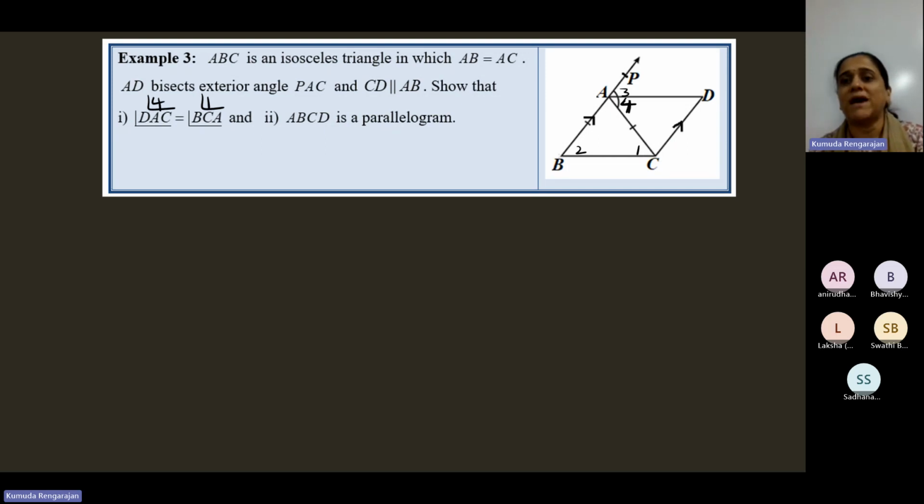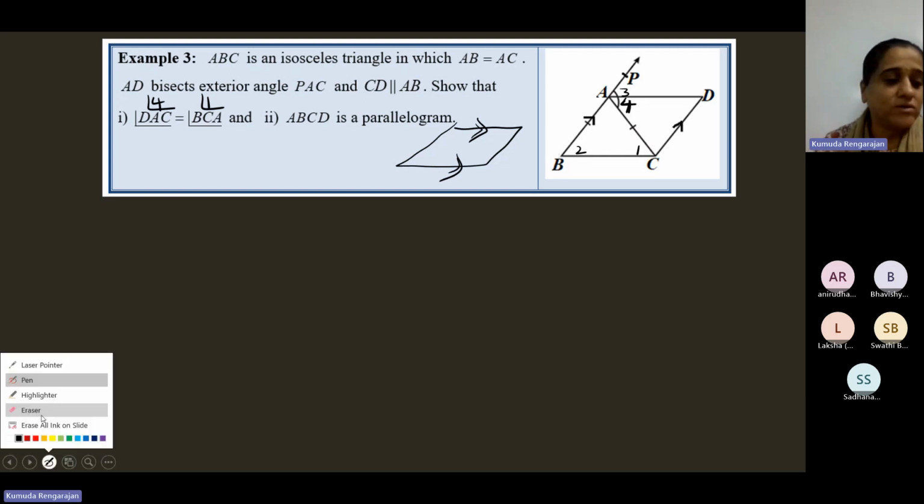AD is not given parallel to BC, and we should not assume that. A, B, C, D look like a parallelogram, but it's not given that it's a parallelogram. Because it looks like a parallelogram, you cannot assume that these two sides are parallel.